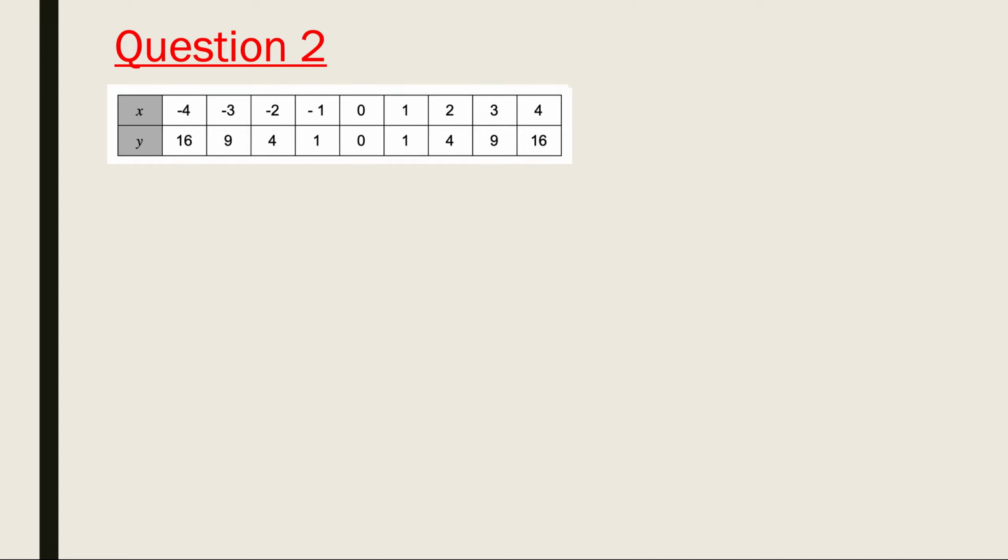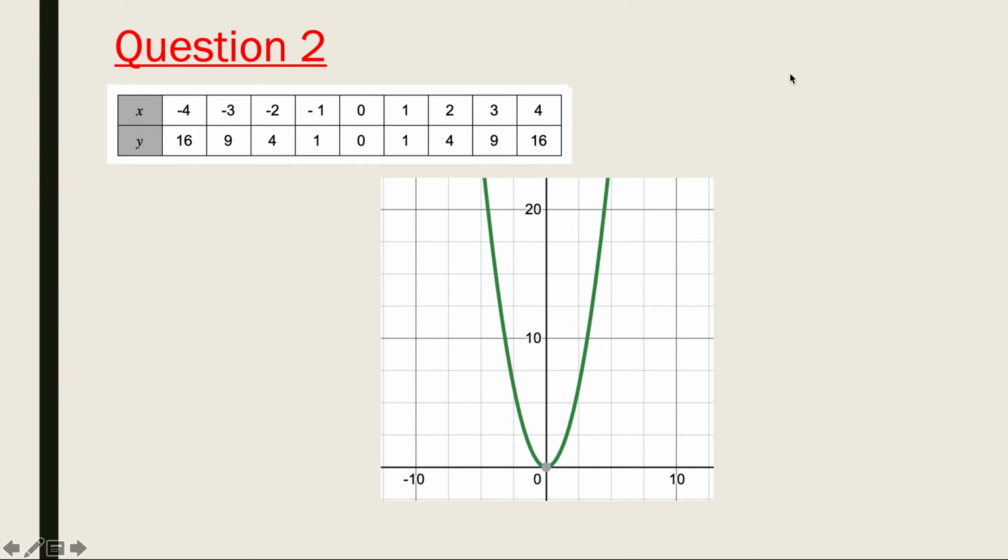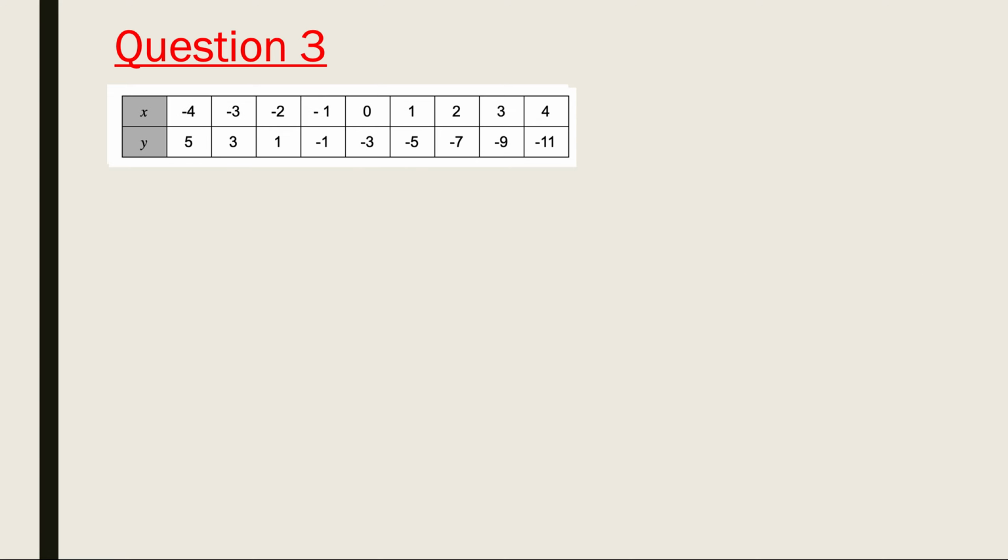Question 2, this was the table that you had to graph, to plot. And if you have plotted, you should have come up with something like this. This is a nonlinear relationship, and you may or may not know that the shape of this nonlinear relationship is called a parabola. And the function that it has is y equals x squared. Okay? Question 3. This is the table.